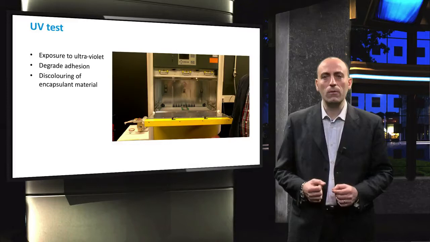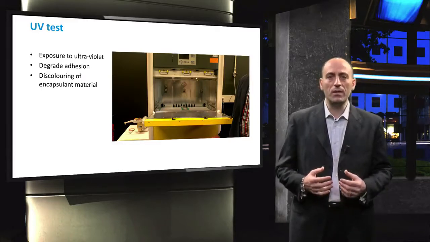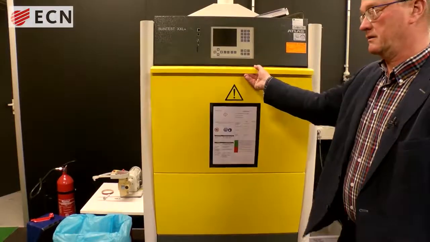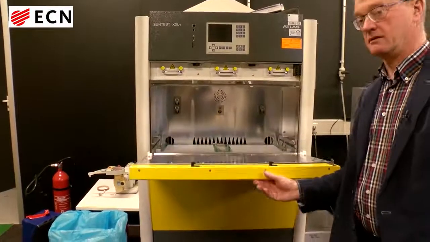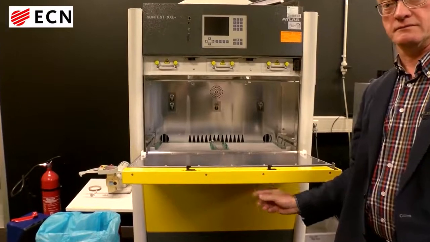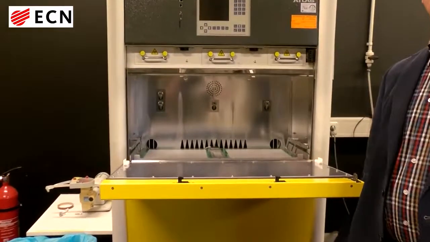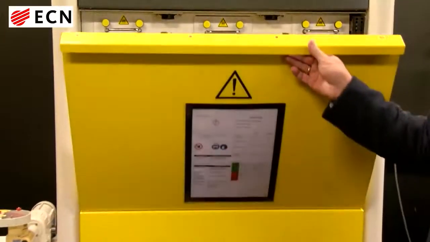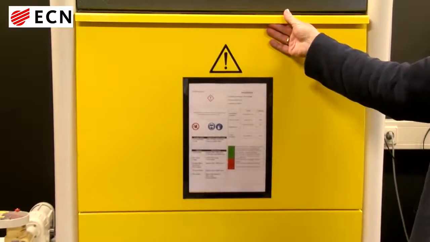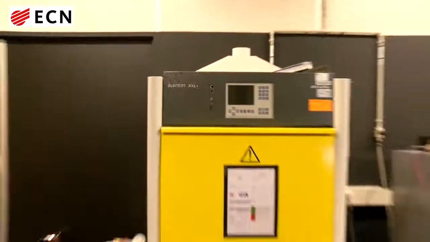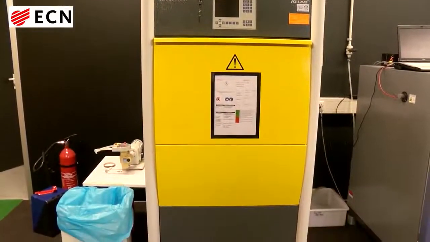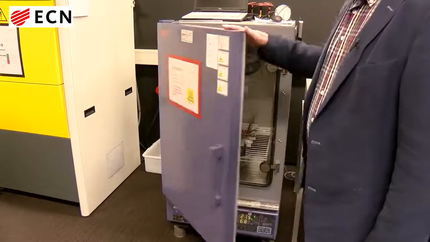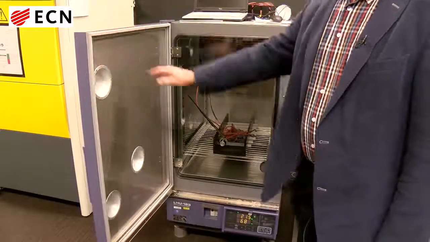In the following video, we will see an example of a PID and a UV test machine as used at EZN. This is an example of a UV testing chamber. The lights are not on since this is harmful for the eyes. The other machine is a climate chamber where potential induced degradation of modules is tested.